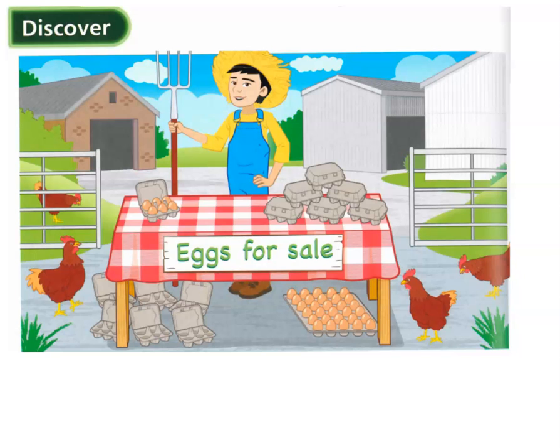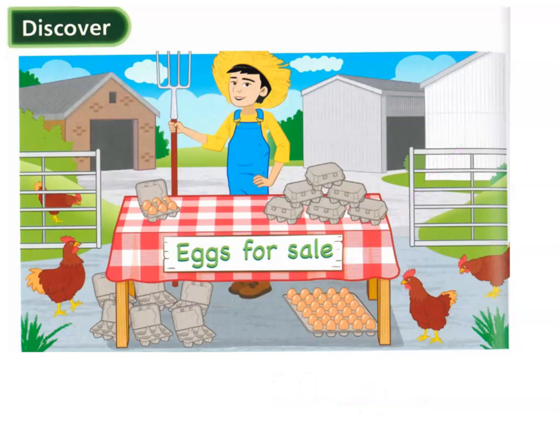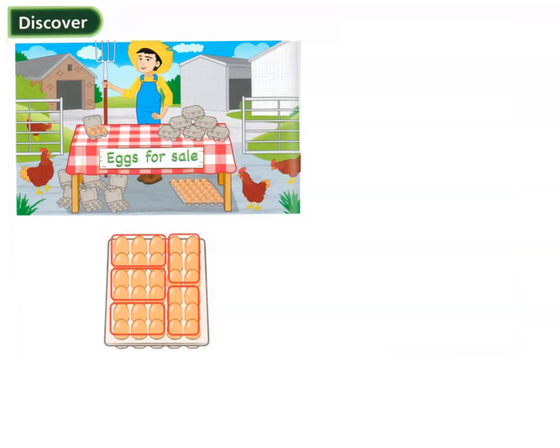Now let's look at division. Under the table there is a tray of 30 eggs. How many egg boxes can be filled using the eggs from the tray? We want to divide the total number of eggs between the egg boxes. We can see that 30 eggs altogether, grouped in sixes, is equal to 5 groups. So 30 divided by 6 is equal to 5.